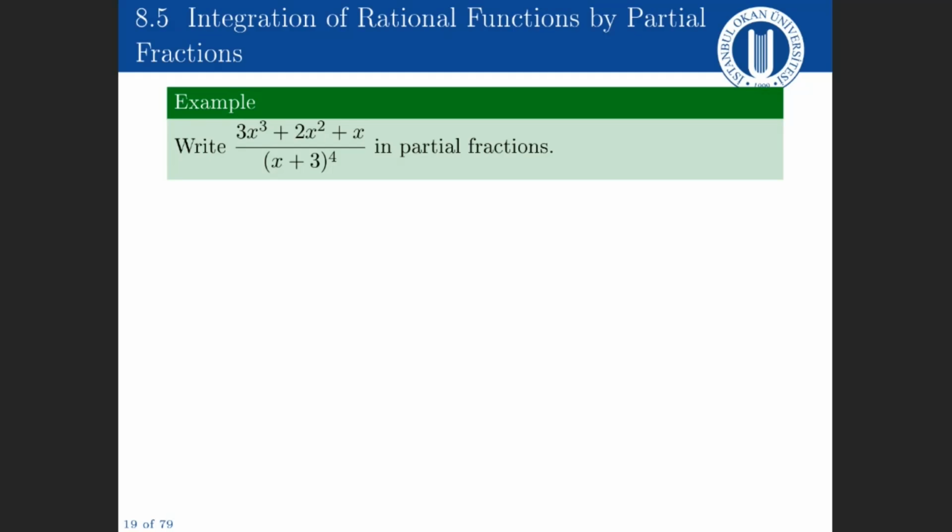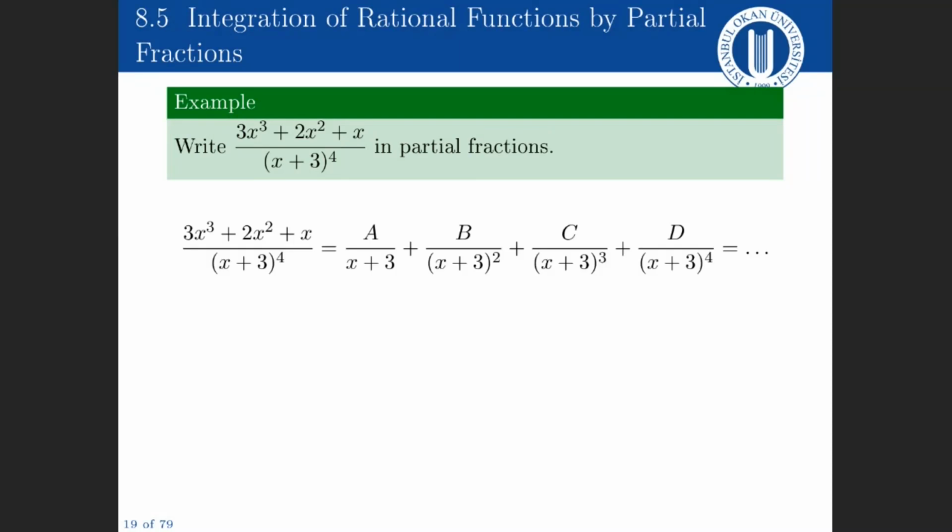Another example. Write (3x cubed plus 2x squared plus x) divided by (x plus 3) to the power 4 in partial fractions. Now this is slightly different because we have 4 factors on the bottom, but they're all the same. So what we want to do is write this as a number over x plus 3, that's the x plus 3 to the power 1, and then a number over x plus 3 squared, and then a number over x plus 3 cubed, and then a number over x plus 3 to the power 4.